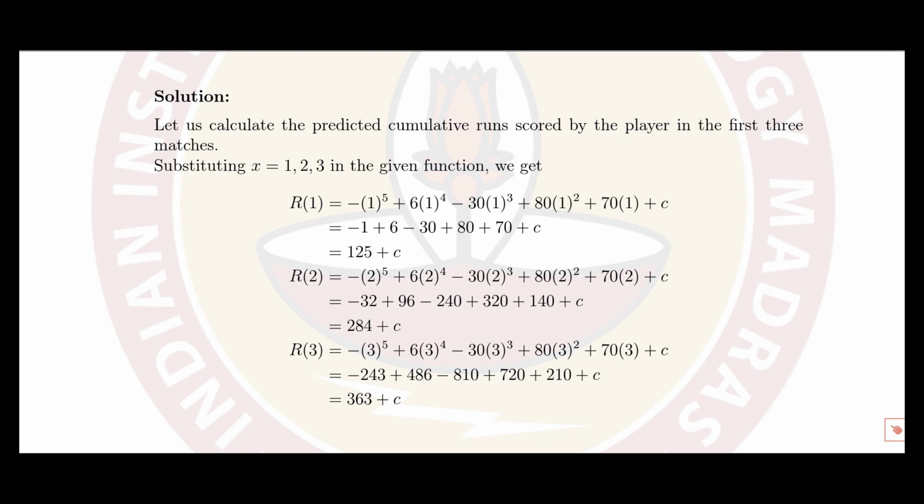By substituting x equals 1, 2 and 3, we get R of 1 equals 125 plus c, R of 2 equals 284 plus c, R of 3 equals 363 plus c. These are the predicted cumulative runs scored. The actual cumulative runs scored are y1, which we have 120, y2 we have 285 and y3 we have 361. So we have predicted values with us, we have actual values with us. We just want to find the value of c such that the sum squared error is minimum.